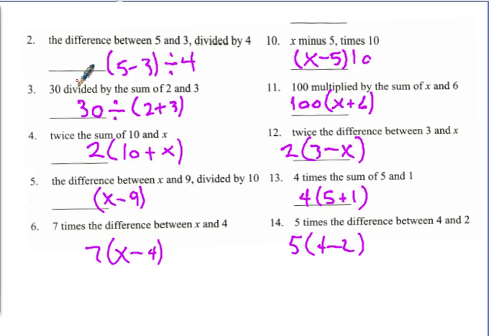Whenever you see divided by, you put the first number first. So 30 divided by the sum of 2 and 3, you put 30 first and then the sum of 2 and 3 second.